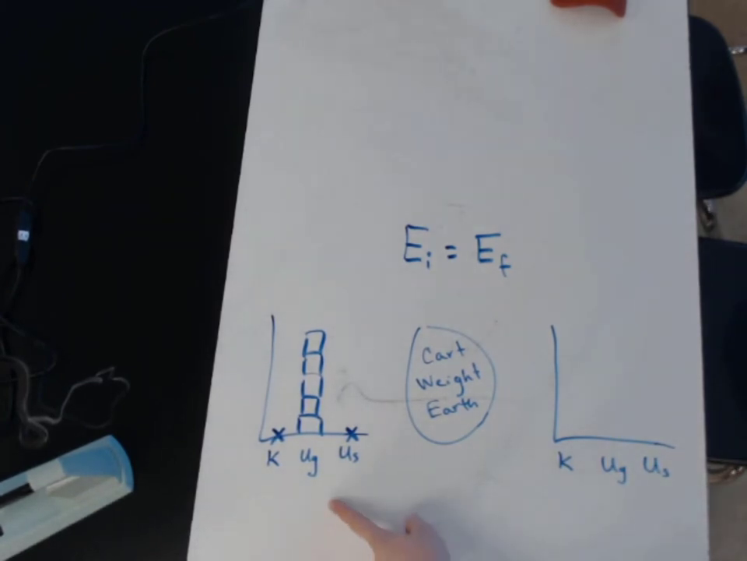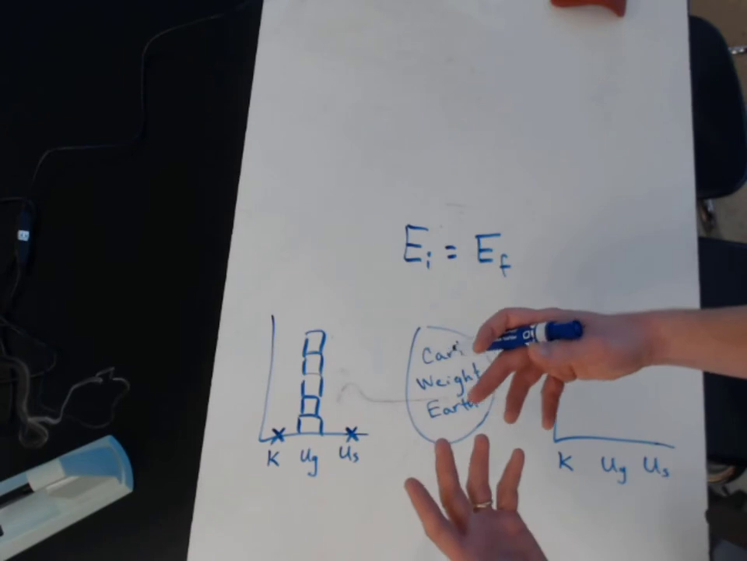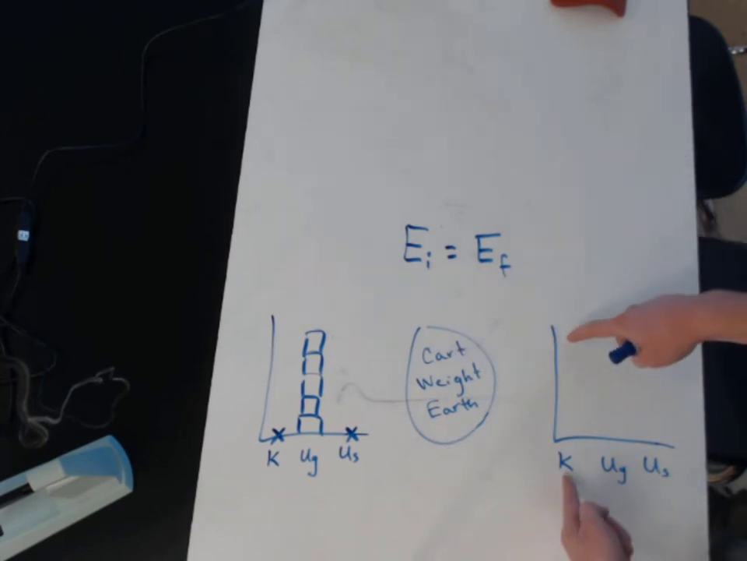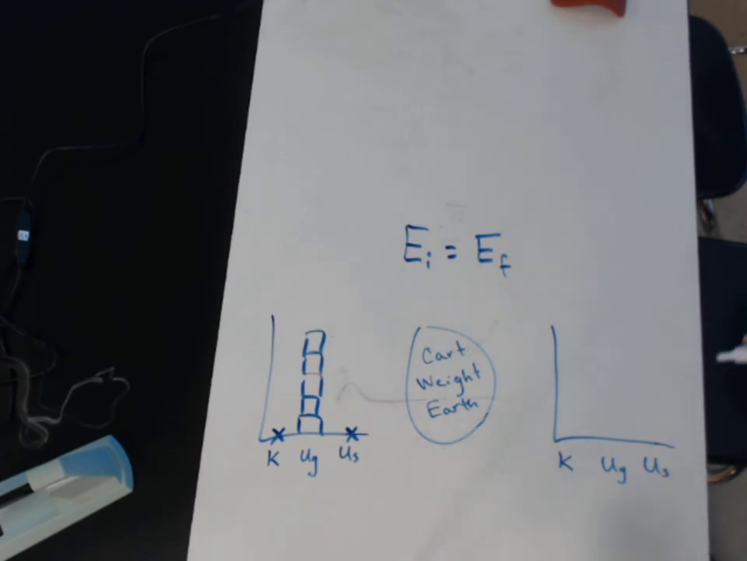Well, what happens when we go over here to the end? The gravitational potential of my cart hasn't changed. My cart's just traveling horizontally down the track. But the gravitational potential of the weight, which is all we ever started with, all of that has now been transformed or changed into the kinetic energy of the moving cart and the moving weight. So now I don't have any gravitational potential left. And I certainly don't have any spring or elastic because we never did.